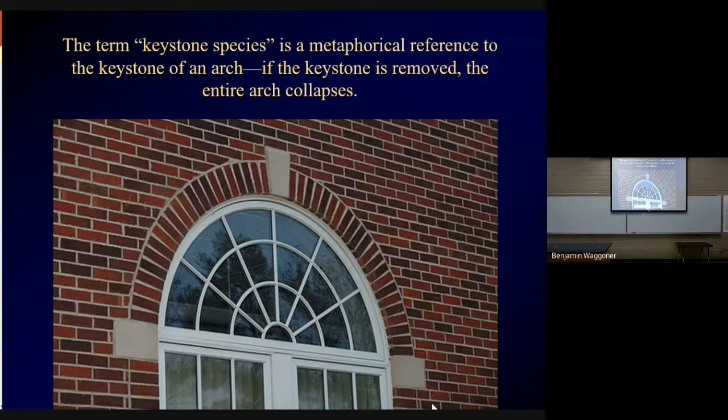So there's a typical view of the UCA campus, and there's the keystone. That wedge-shaped stone at the top of a semicircular arch. If you pull the keystone out, the entire arch comes tumbling down.